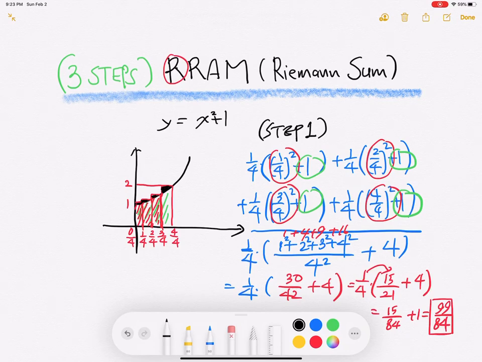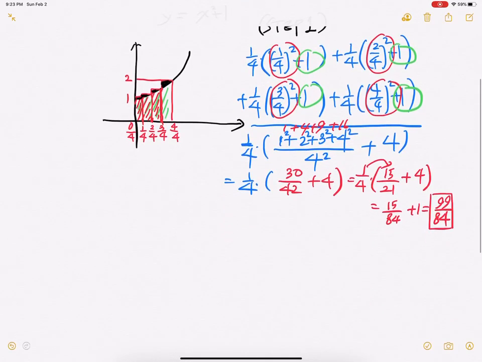The second step is to find the area of n rectangles, not 4 rectangles, n rectangles. Okay, let's go to the second step now. Step 2.